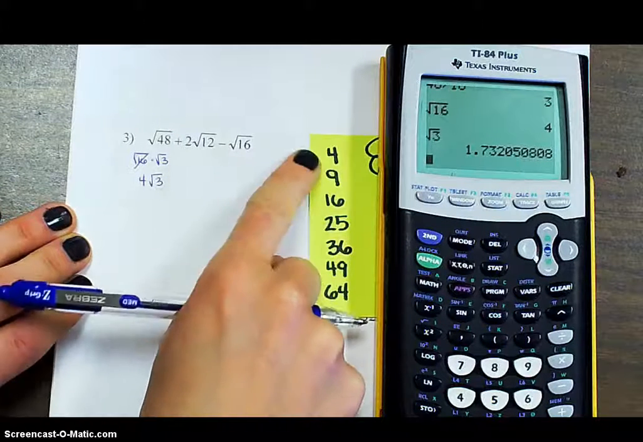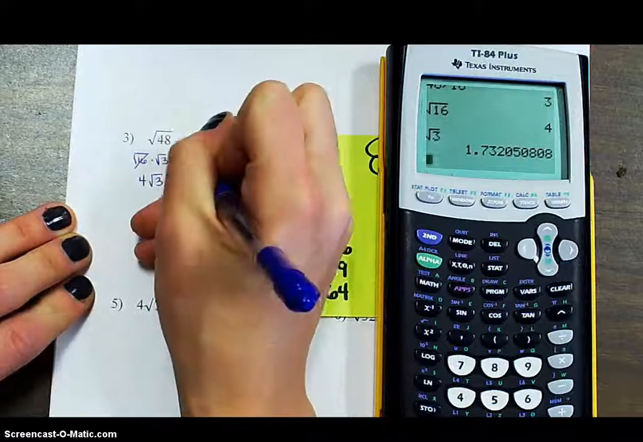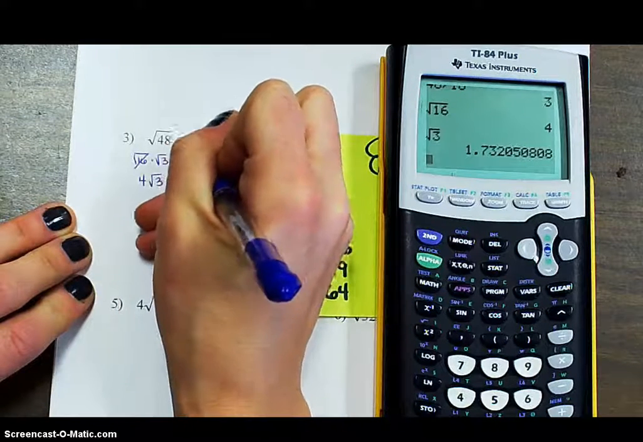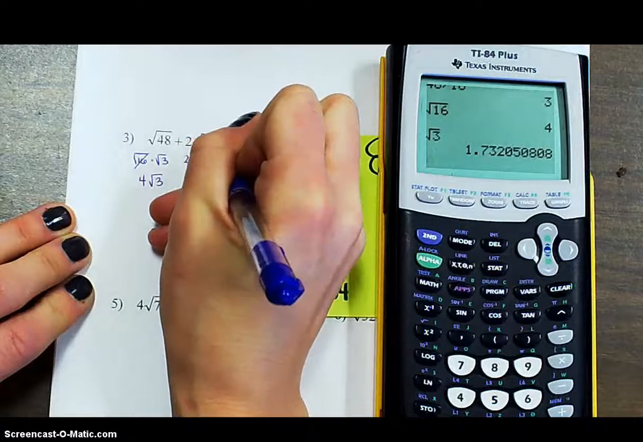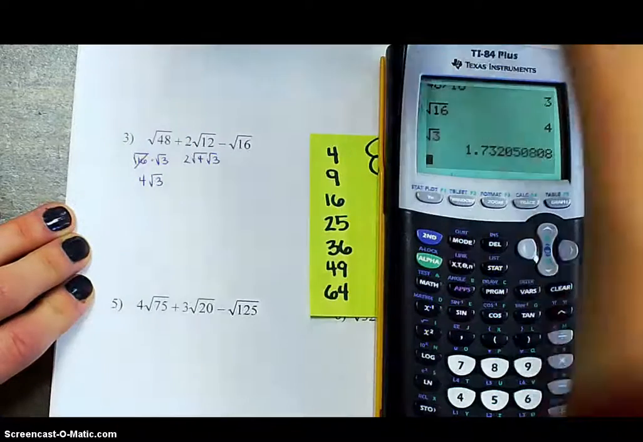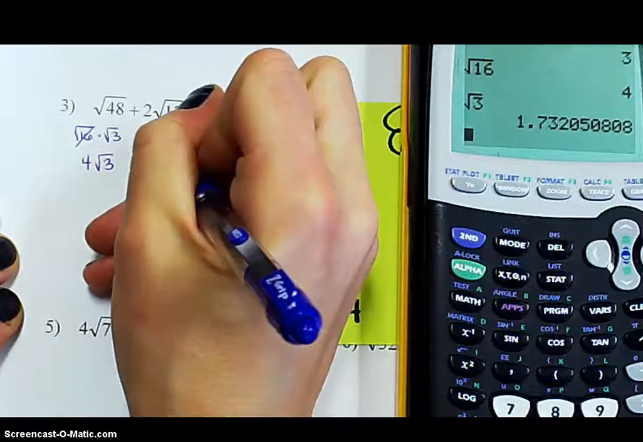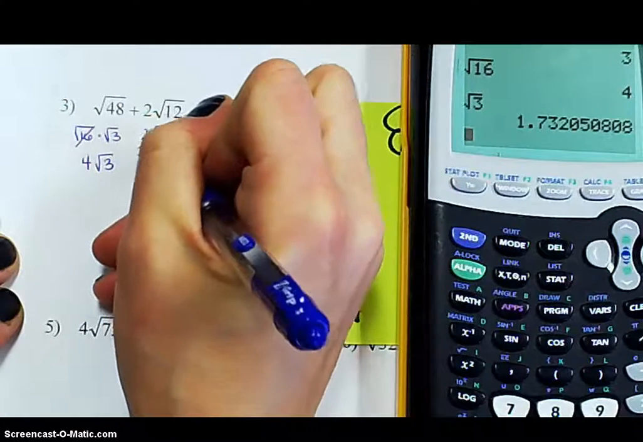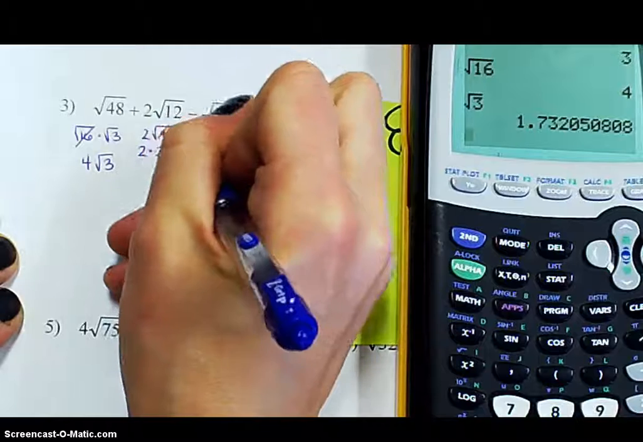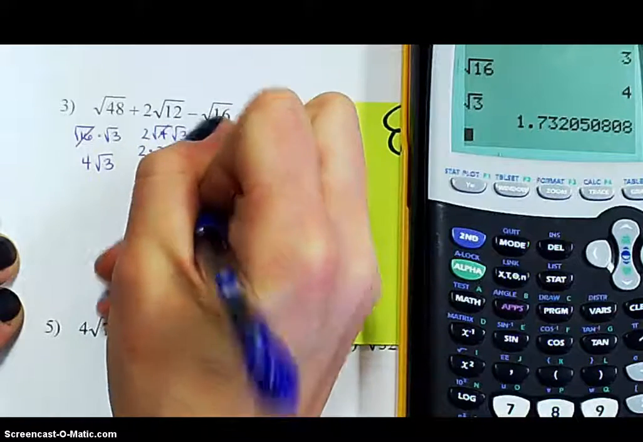Is there a number in this list that goes into 12? Yep, that's going to be 4. So this is going to be 2 times radical 4 times radical 3. But then I know the square root of 4 is 2, so I can cross out the 4 and make that a 2. So now I have 2 times 2 times radical 3. So this is going to become 4 radical 3.